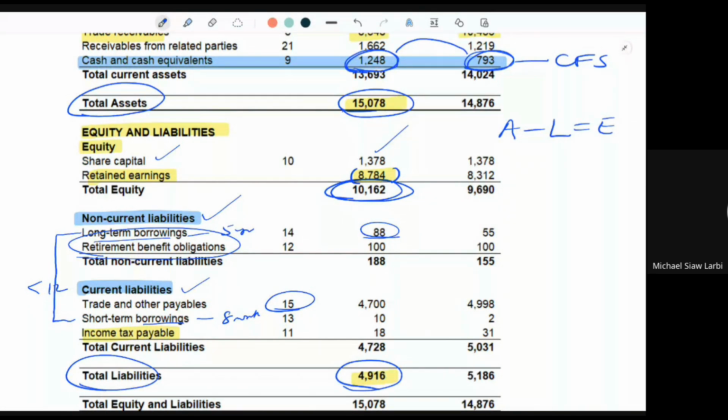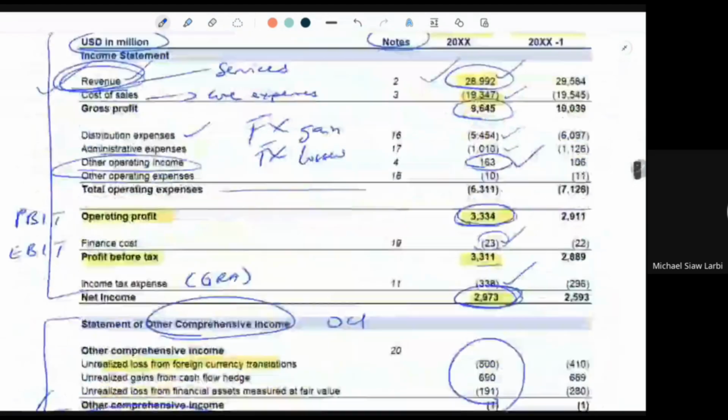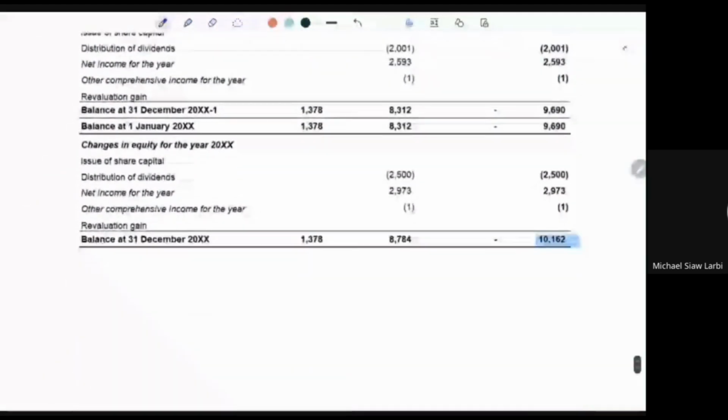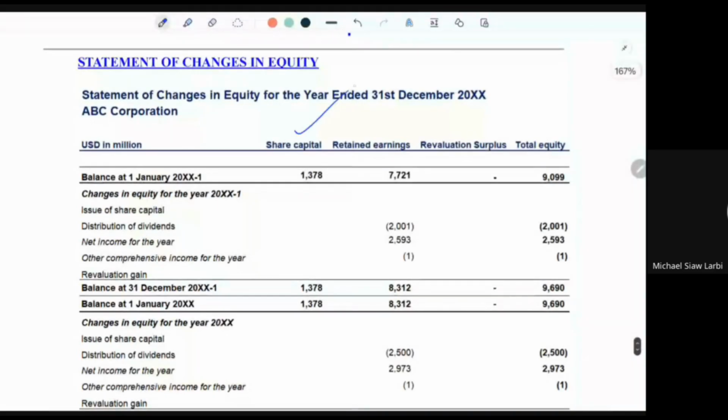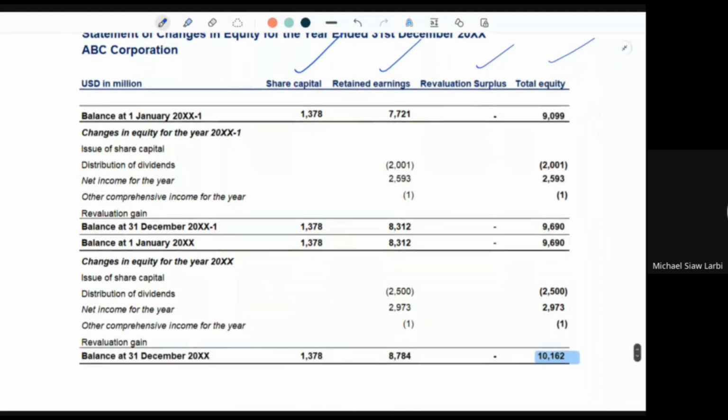You might not have too much need for it as a beginner. You will see dividends paid there because dividends will be deducted from retained earnings, right? But my point is that with changes in equity, you can see this 10,162 has headings: share capital, retained earnings, revaluation surplus, total equity. When you pick a bank's financials, you see other equity items there, like some statutory reserves. Other companies might have share-based payment reserve or other components of equity, right? But basically, you can see retained earnings.